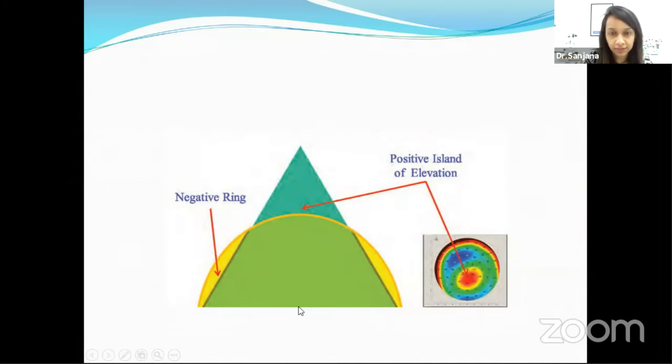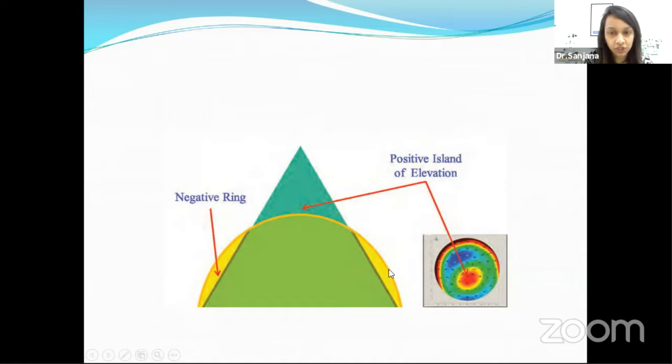Let's assume the triangular thing is the cornea. So when we see that portion of the cornea in relation to the best fit sphere, we see that this area of the cornea is above the best fit sphere, and this will be indicated as a positive island of elevation, which will be represented by a warmer color like red or yellow.